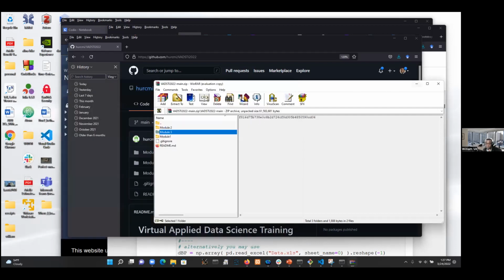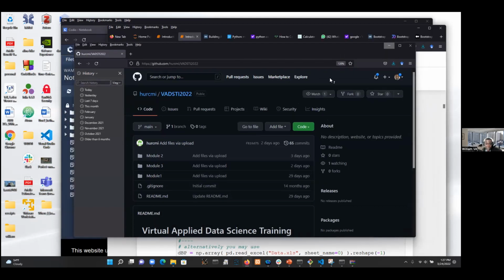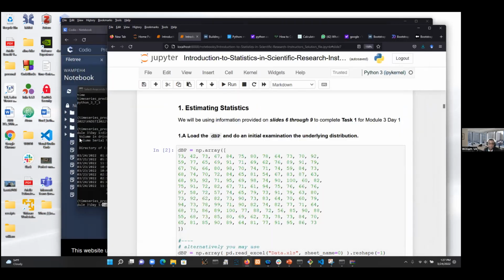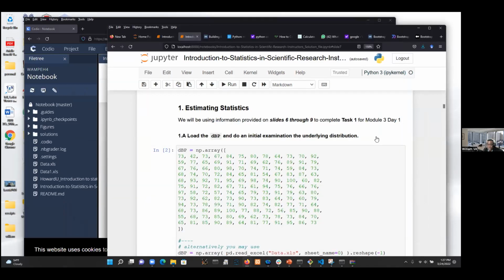So we are all set. We know how to clone, we know how to get the file, and we are ready to go now. I'm going to use Codio, but interchangeably I'm going to use Jupyter Notebook, just in case a question comes up. I'm going to use these interchangeably. It shouldn't complicate anything because Dr. Musa took us through it.